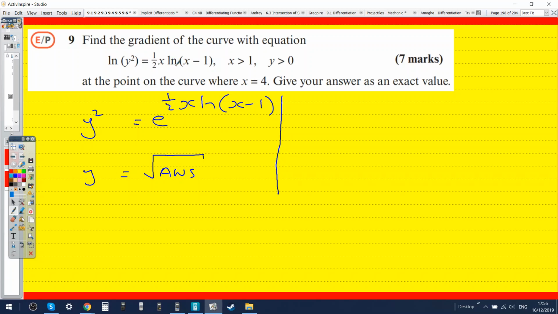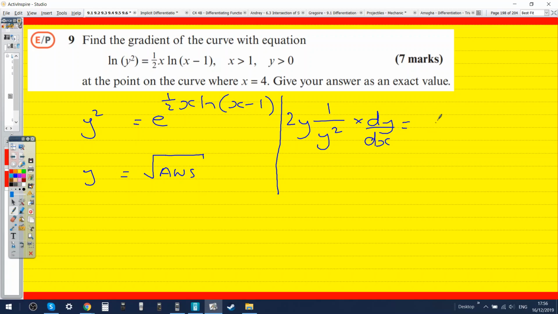Derivative of this. Ln y squared. So first of all, is it 1 over y squared? No. Why not? Because you need chain rule, because it's a function within a function. Oh, it would be 1 over y squared times 2y times dy by dx. Why would it not be 2y? Because the derivative of y squared is 2y. You're right. 2y times that.